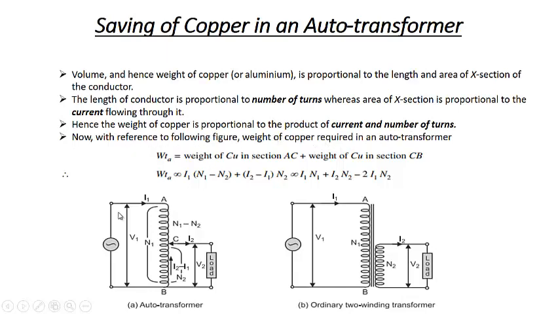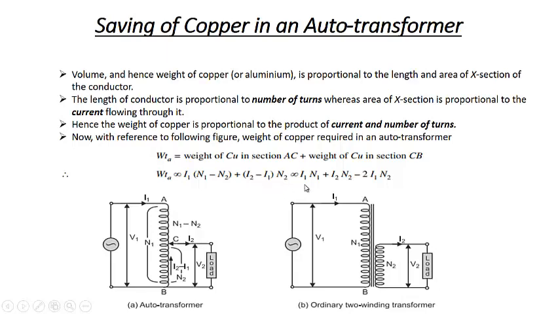Now, with reference to the following figure, weight of the copper required in an auto transformer, that is for this case. So WTA is equal to weight of the copper in section AC, that is here, and weight of the copper in section BC or CB, that is here. So it will be mmf in this and mmf in this. The mmf in this will be equal to I1 into N1 minus N2. Here mmf will be I2 minus I1 into N2.